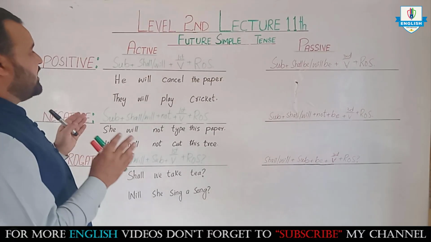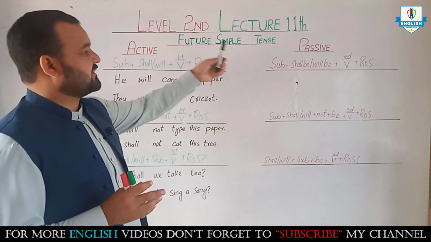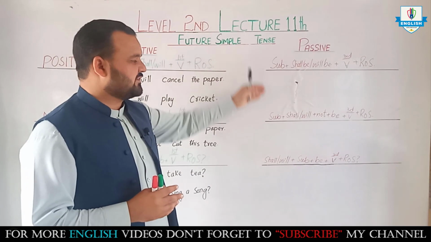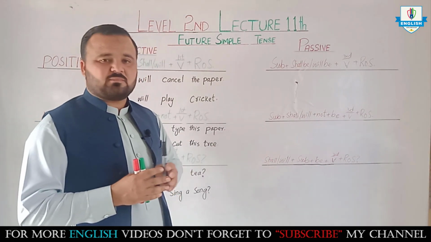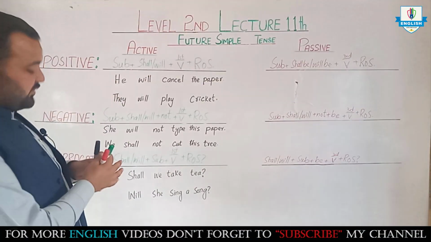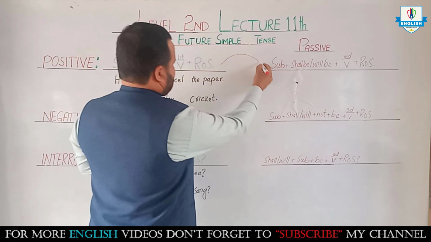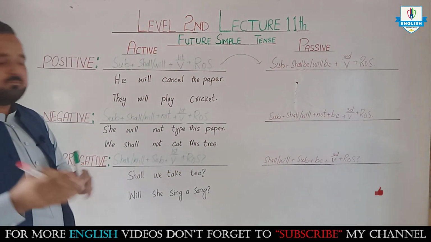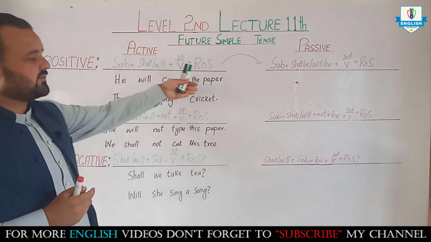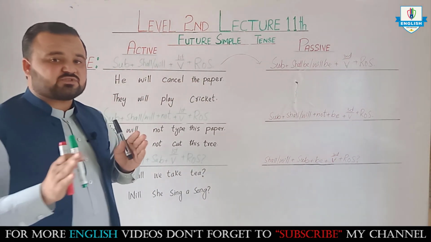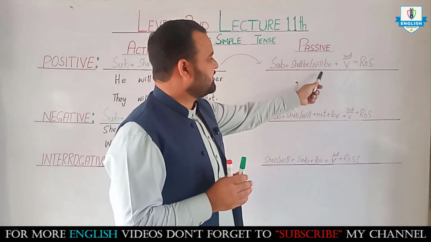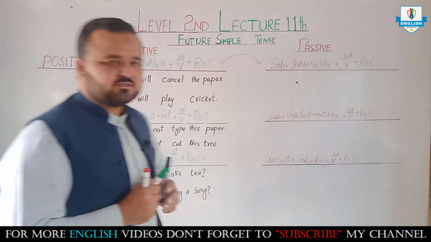So here, how we can change future simple tense to passive voice. Here I wrote the active structure. Here I will be writing the passive structure of future simple tense. So first, look at the structure of positive sentences. Subject, shall will, plus first form of verb, rest of the sentence. This active structure will change to the passive structure. Subject, shall be, will be, plus third form of verb and rest of the sentence.